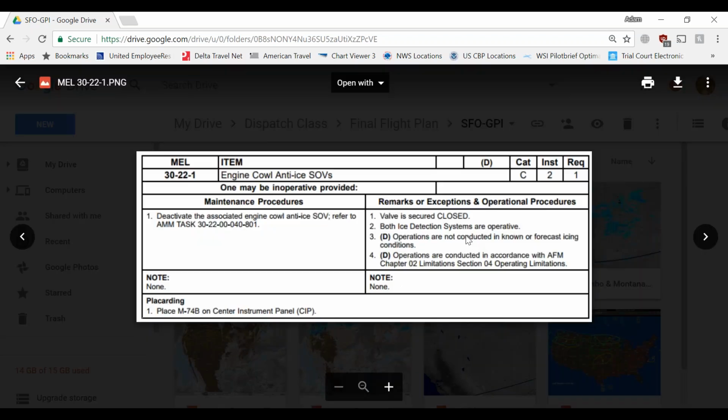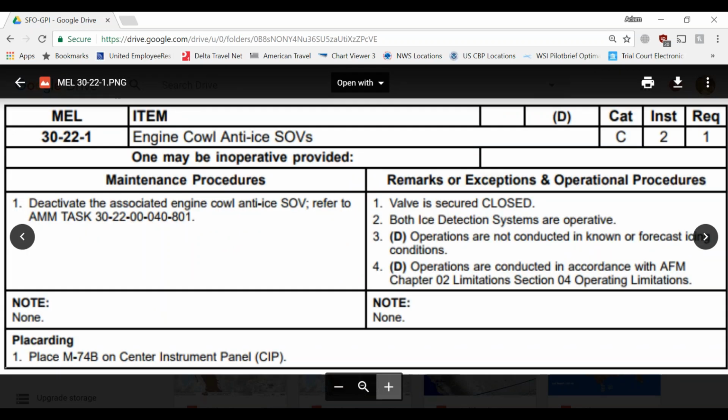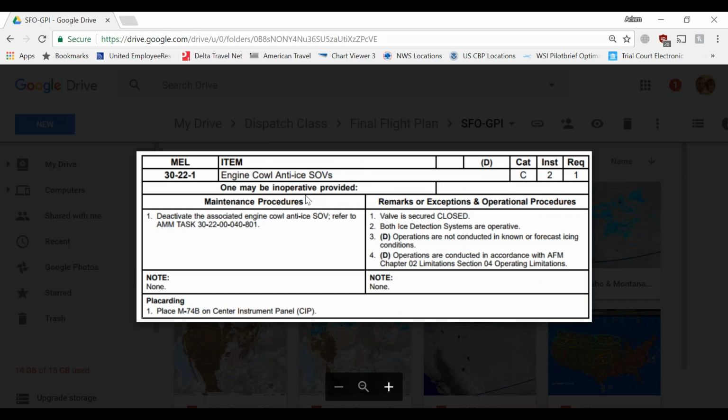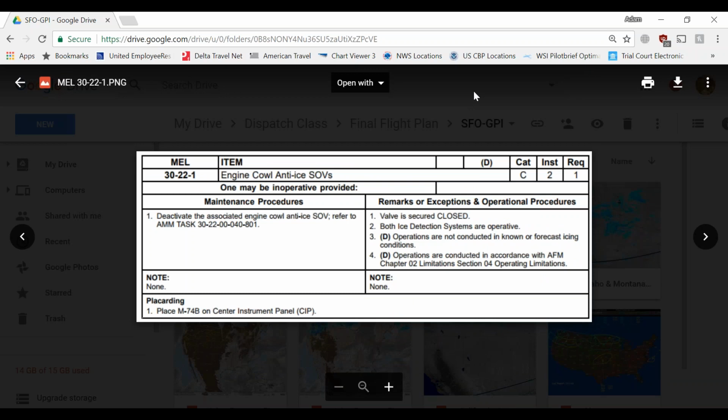Okay, I'm going to bring it up. Oh, come on, just go medium size for once. All right, can you guys see that? Okay, so read through it and tell me what you see. Icing. Can operate in known or forecast icing conditions. Operations are not conducted in known or forecast icing conditions.